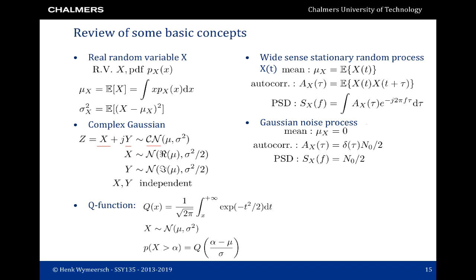A specific kind of process that we will work with are additive white Gaussian noise processes, for which the mean is 0, and the autocorrelation function is a delta impulse multiplied by the power N0 over 2. We know that for a delta impulse, the Fourier transform is a constant, so the power spectral density for additive white Gaussian noise is constant.